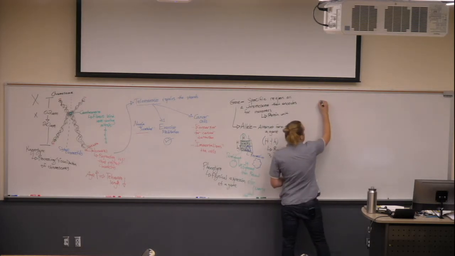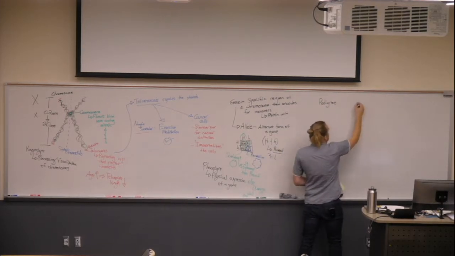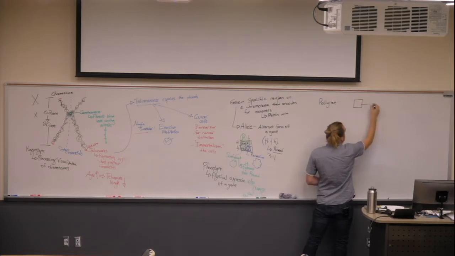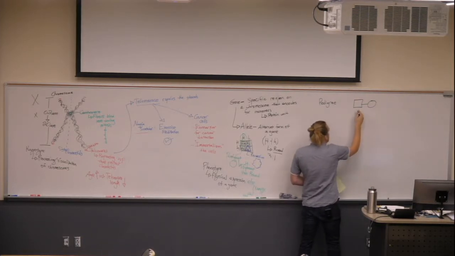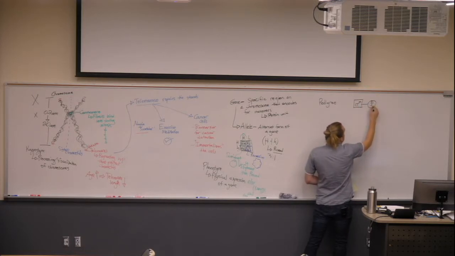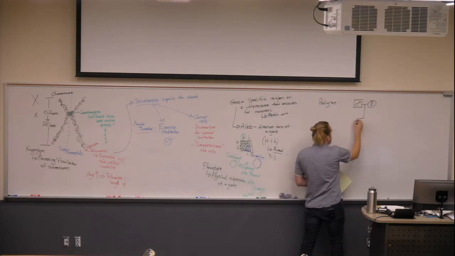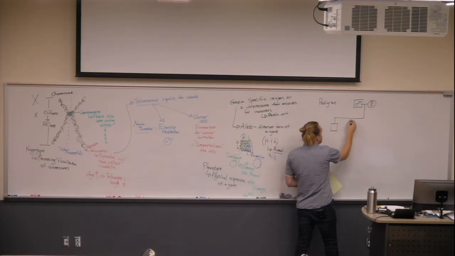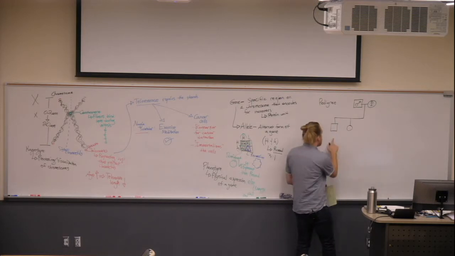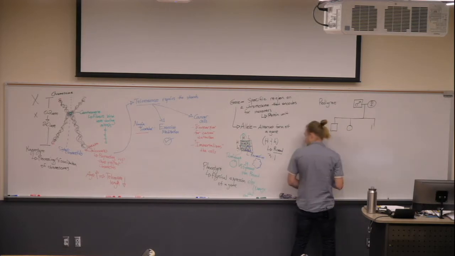So a pedigree would look something like this. Males are square, and females are round. And they have offspring. So you just draw a line and count how many kids there are. If I were to do my family, this would be me, my sister, and my younger brother.